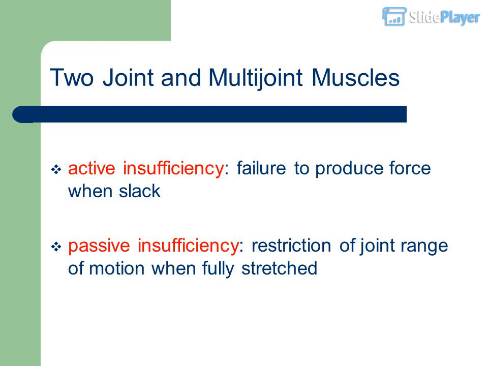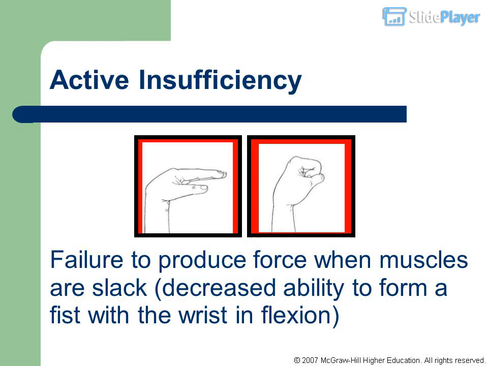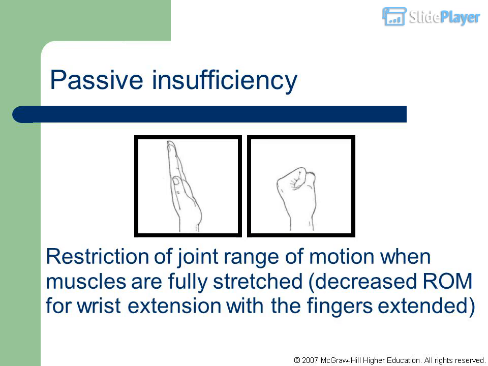Two-joint and multi-joint muscles. Active insufficiency: failure to produce force when slack. Passive insufficiency: restriction of joint range of motion when fully stretched. Active insufficiency example: decreased ability to form a fist with the wrist in flexion. Passive insufficiency example: decreased ROM for wrist extension with the fingers extended.